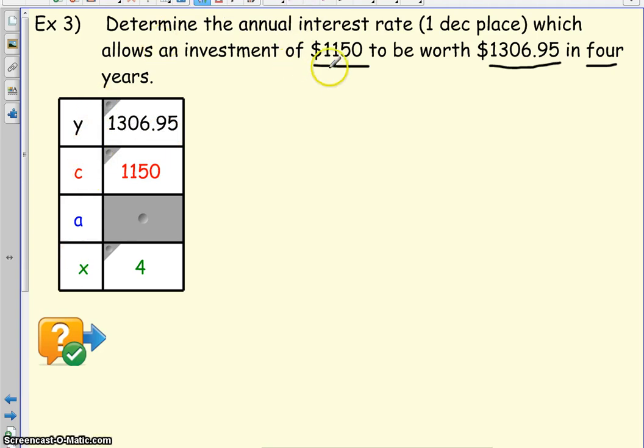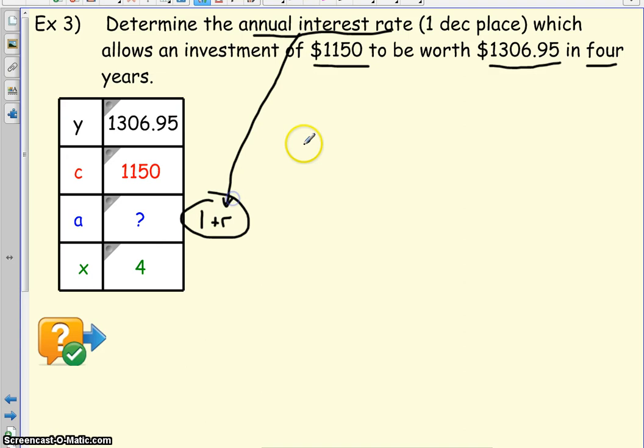So what I need to figure out here is my annual interest rate, which again is going to be added on to my base of 1, because this money is going to be growing from 1150 to 1306. So right now I don't know anything about my base except that it's going to be equal to 1 plus r. And the annual interest rate I'm looking for is going to be the r right here. So it's my growth rate. How much is my money growing by from year to year?